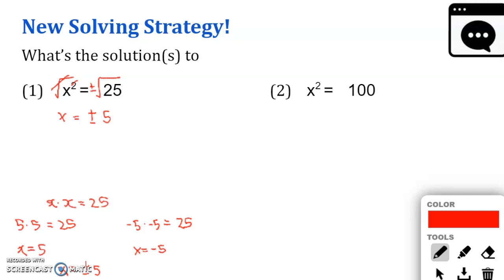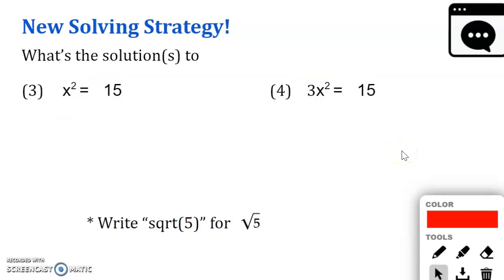Alright, what about this? x squared is 100. Again, you can take a square root of both sides, but when you do that with the variable being squared, the only thing is you need to put plus or minus, because it can be positive or negative, and you need to take that into account. So that becomes x is equal to plus or minus the square root of 100. That's just going to be 10.